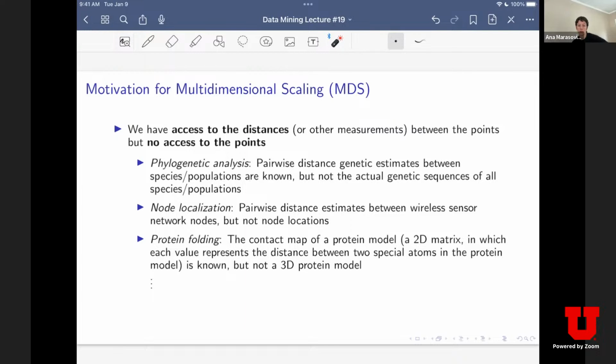And then also in molecular biology, you might want to know the 3D model of a protein, but you don't have that information, and you can derive it from, again, distances. And these distances are distances between some special atoms in the protein model. And using those distances between those special atoms, you can derive what the actual structure of a protein is. And this is called protein folding. So yeah, there are many examples where we have distances, but we don't actually have the information of what the actual data points are and how to represent them. And we would like to know that.